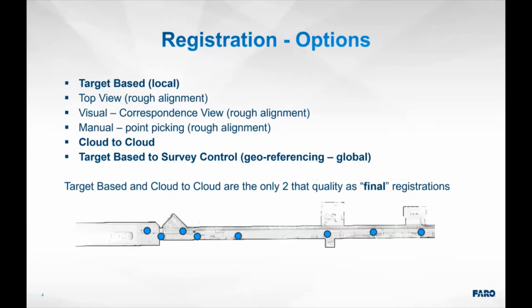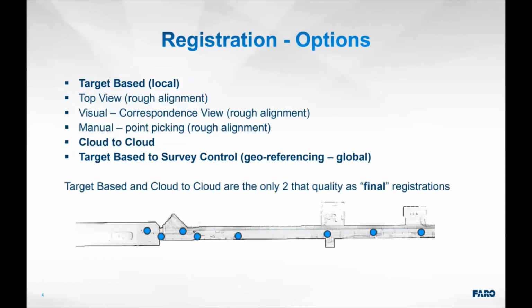Okay, so you can officially put scans together with target based registration if you have used targets in your scanning. If not, the only way those scans are actually going to properly register together is using cloud to cloud. Now, how you get to the cloud to cloud stage, that's where all these different methods come in. So, say for example you're not using targets, normally the go-to method is to use, in Scene, something called top view and cloud to cloud.